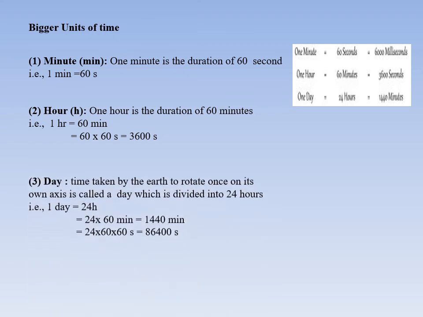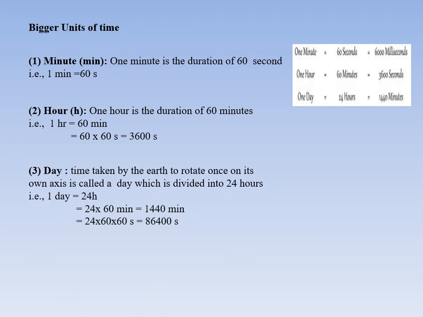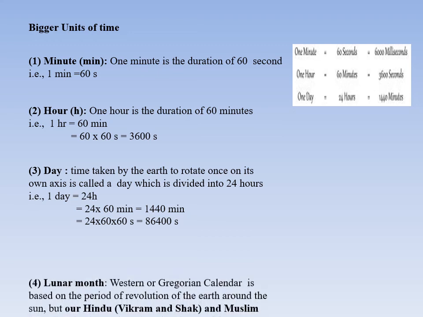Day. The time taken by Earth to rotate once on its own axis is called a day. 1 day is divided into 24 hours. 1 day is equal to 24 into 60 minutes, which gives 1440 minutes. And in seconds, it would be 86,400 seconds. Let's see the lunar month.